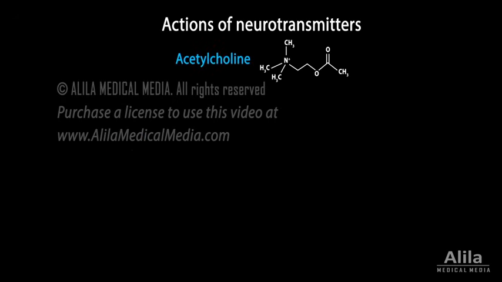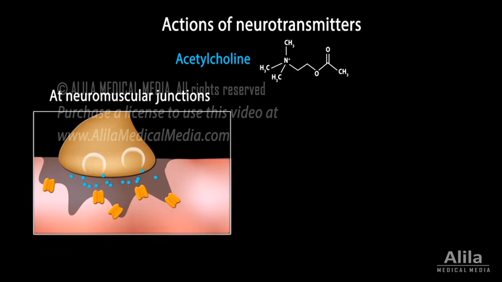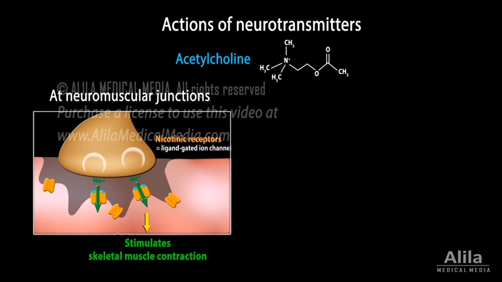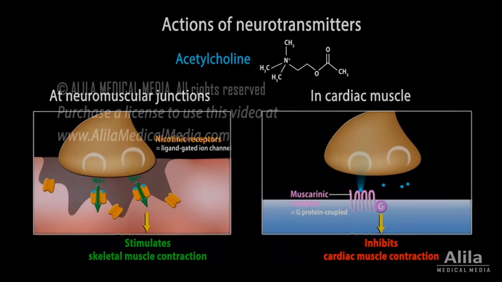Acetylcholine is a neurotransmitter that can be either excitatory or inhibitory, depending on the receptor present on the target cell. At neuromuscular junctions, acetylcholine, released by motor neurons, binds to nicotinic receptors on skeletal muscle cells and stimulates them to contract. On the other hand, it inhibits cardiac muscle cells via muscarinic receptor M2, causing heart rate to slow down as part of the parasympathetic rest and digest response.